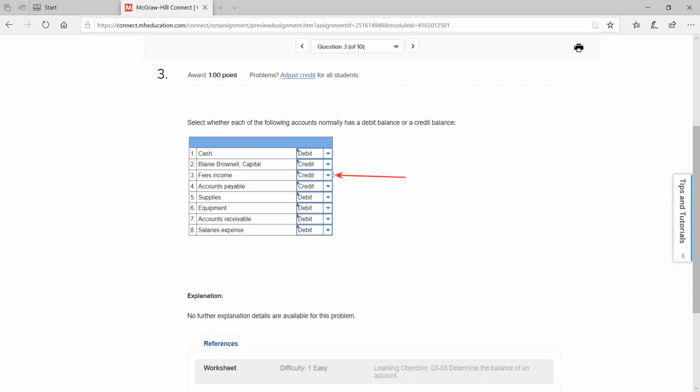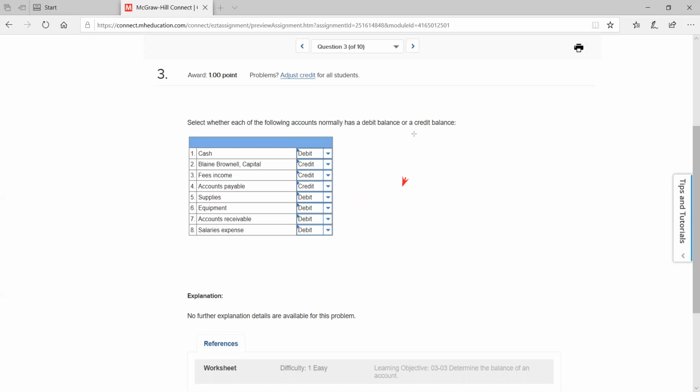Fees income, which is revenue. Revenue always increases on the credit side, so it's a credit balance. Accounts payable. It's a liability. Liabilities increase on the credit side. Supplies is an asset, increases on the debit side, so it's a debit balance. Equipment's an asset, again, same thing, increases on the debit side, so it's a debit balance. Accounts receivable is an asset, increases on the debit side, so it's a debit balance. And then salaries expense increases on the debit side, so it has a debit balance.